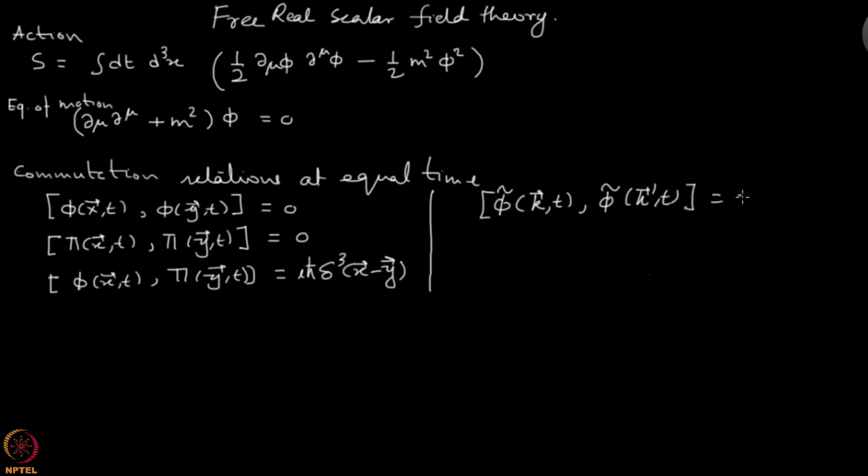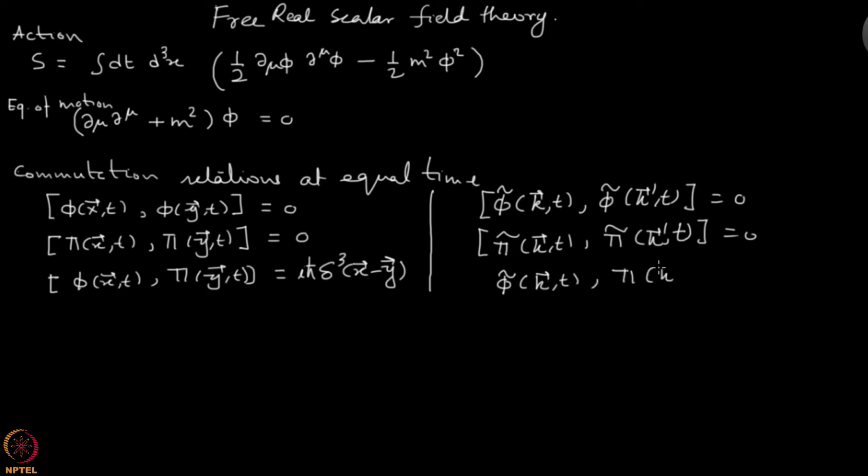This commutator vanishes. Similarly, if we have a commutator of 2 pi's, that will also vanish. And you get a non-vanishing contribution when you have a commutator of phi with pi. And remember, you get i h bar delta of k plus k prime.